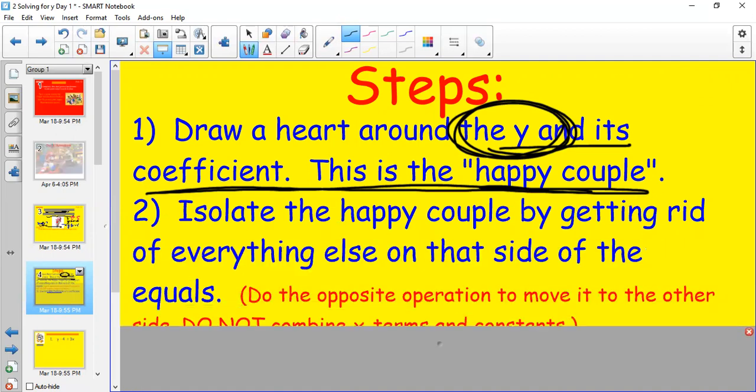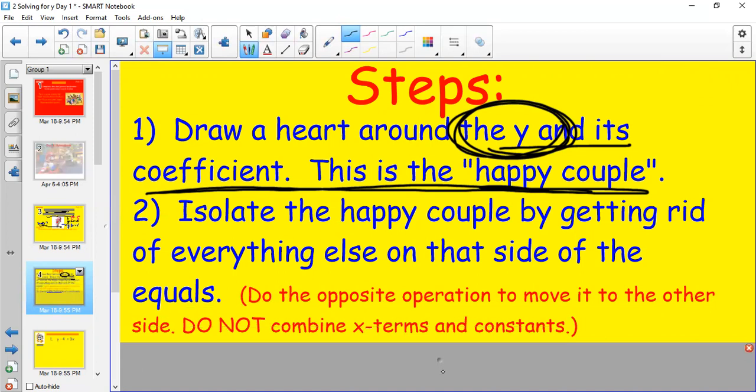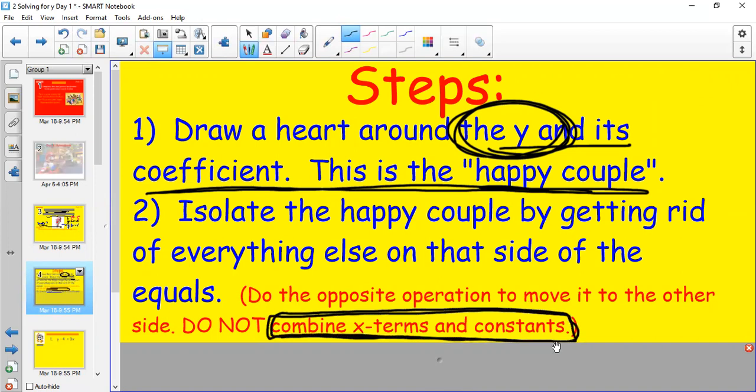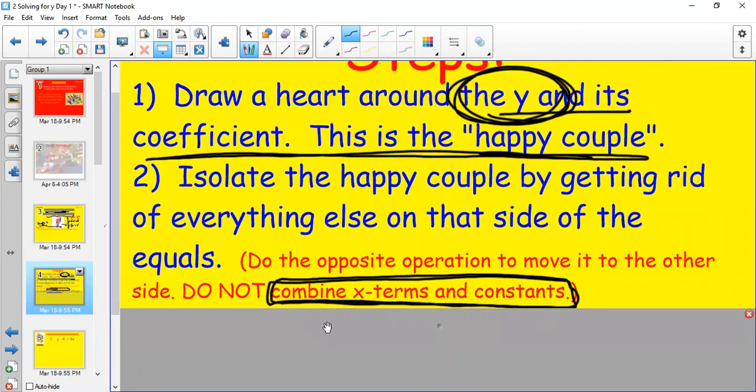All right, step two is to isolate the happy couple by getting rid of everything else on that side of the equals. And remember, we have to do the opposite operation to move it to the other side. A lot of times you'll hear me say, switch the side, switch the sign. And here's the tricky part for a lot of people. A lot of people are going to want to combine the x term with the constant. I'll show you what that means here in just a second, but we got to keep them separate, because one of them is going to be the slope and the other one's going to be the y-intercept.